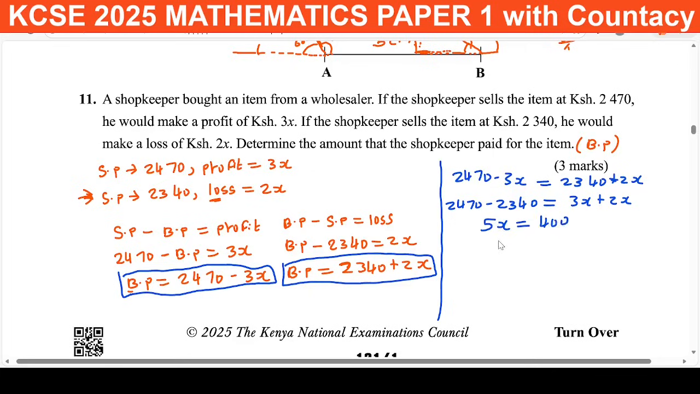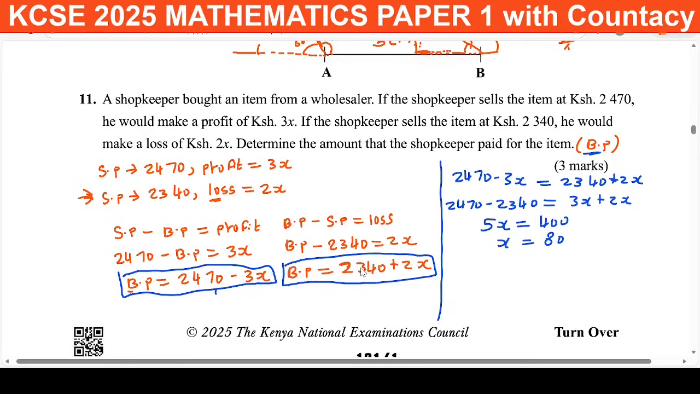Divide by 5, divide by 5. x is equivalent to 40 divided by 5. That's supposed to give me 8. So we have already found the value of x, which is 80 shillings. But the question requires us to find the amount the shopkeeper paid for the item, and that is the buying price. So we can use either of these. We have 2470 minus 3x, or this one.